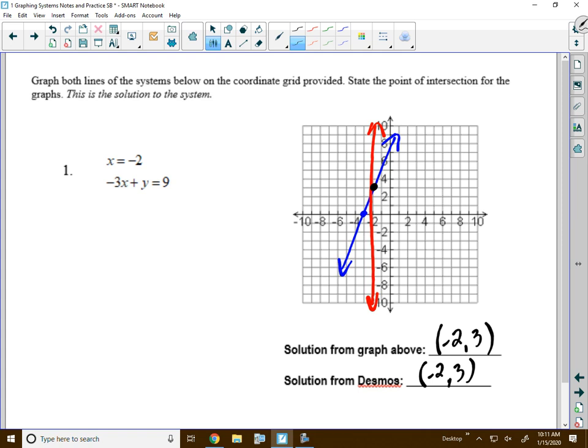What would we have had to do to this equation in order to be able to graph it without Desmos? We're close. We don't want to subtract 9. We want to get y by itself. We would need to add 3x, right? So we would have y equals 3x plus 9. Then you could have graphed those by hand.